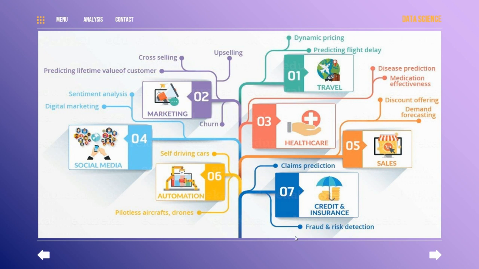Now, let's go to the fifth one, sales. In sales, for example, go to a supermarket and take a bill slip. In that slip, you will see the discount offered and demand forecasting. This process will be taken as data for the data scientist, and they will work on it to see what type of discount they are offering and how many people have been buying the products from them. Like that, data science will be used in this process.